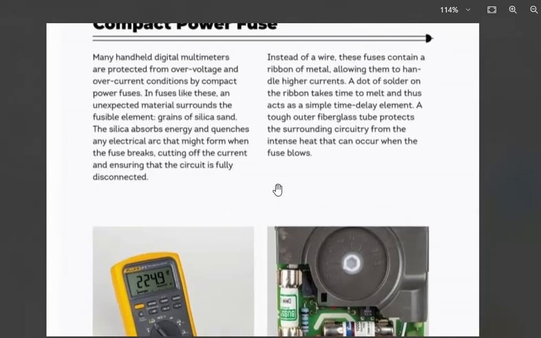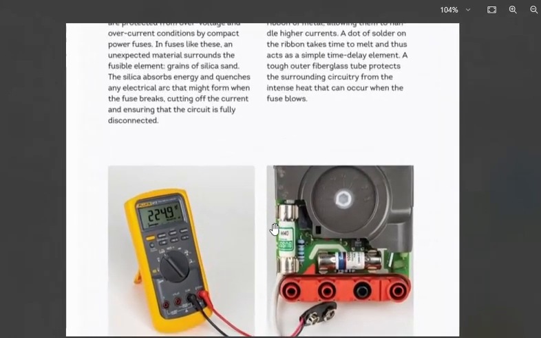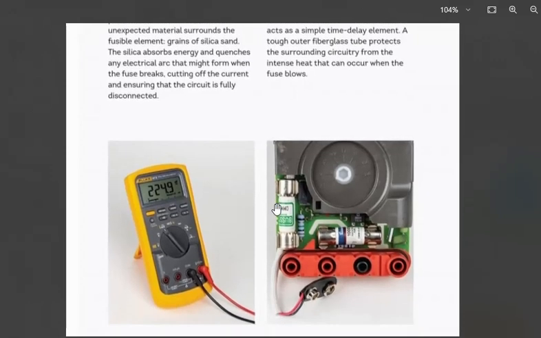Compact power fuses are used to protect electronic devices from overvoltage and overcurrent conditions. They act as a safety mechanism by interrupting the electrical current flow when it exceeds a current limit. And how it works, compact power fuses contain a fusible element, which is typically made of a metal. When the current flowing through the fuse exceeds its rated value, the fusible element melts, breaking the circuit and stopping the flow of electricity. This prevents damage to the electronic devices.